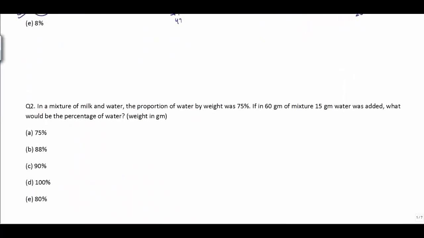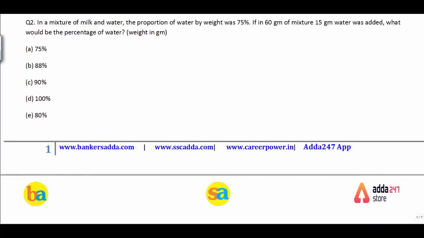Question number 2. In a mixture of milk and water, the proportion of water by weight was 75%. If in 60 gram of mixture 15 gram water was added, what would be the percentage of water weight in gram? Okay, so there is a mixture of milk and water, the proportion of water by weight was 75%. If in 60 gram of this mixture, the weight of water is 75%, that is 3 by 4 of this. This is equal to 45 grams.